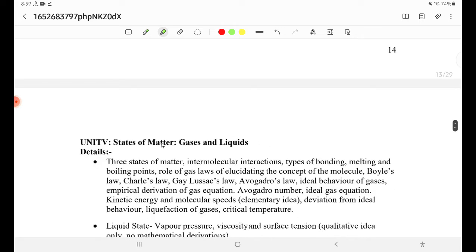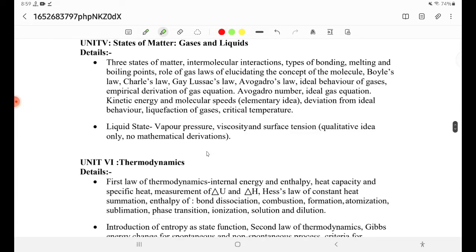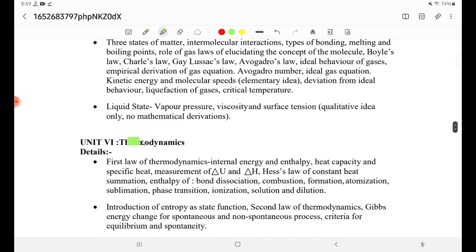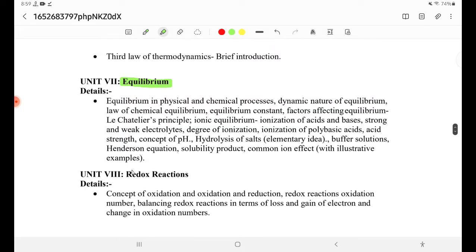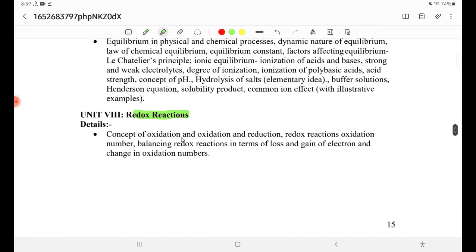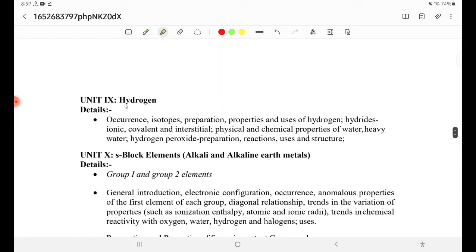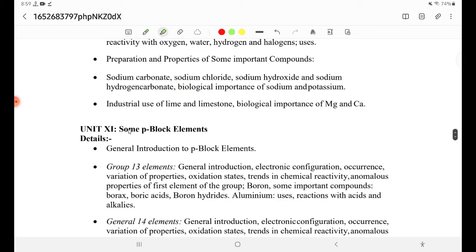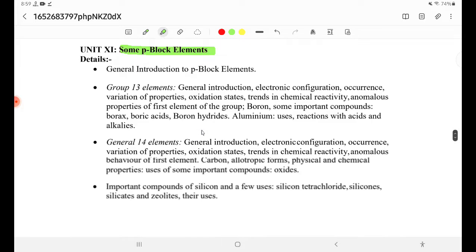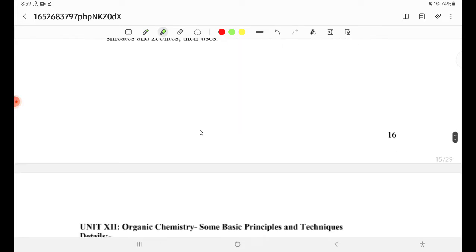The fifth one is states of matter, with gas and liquid, and the sixth one is thermodynamics, and the seventh one is equilibrium, and the eighth one is redox reactions. The ninth one is hydrogen. It is a part of inorganic chemistry, and the 10th one is s-block elements, and the 11th is p-block elements. It's all part of inorganic chemistry.